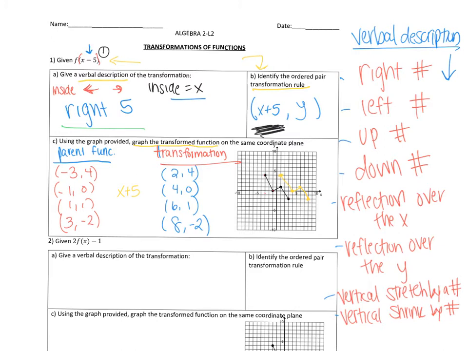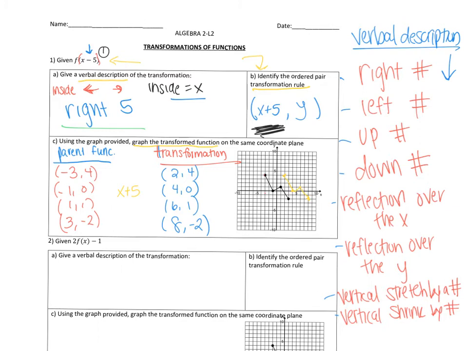Oops. I did the first one wrong. My bad, guys. See, you will catch yourself. So I'm going to go ahead and do it over. You'll catch yourself. 2, 4. There we go. And then 4, 0, 6, 1, 8, negative 2.